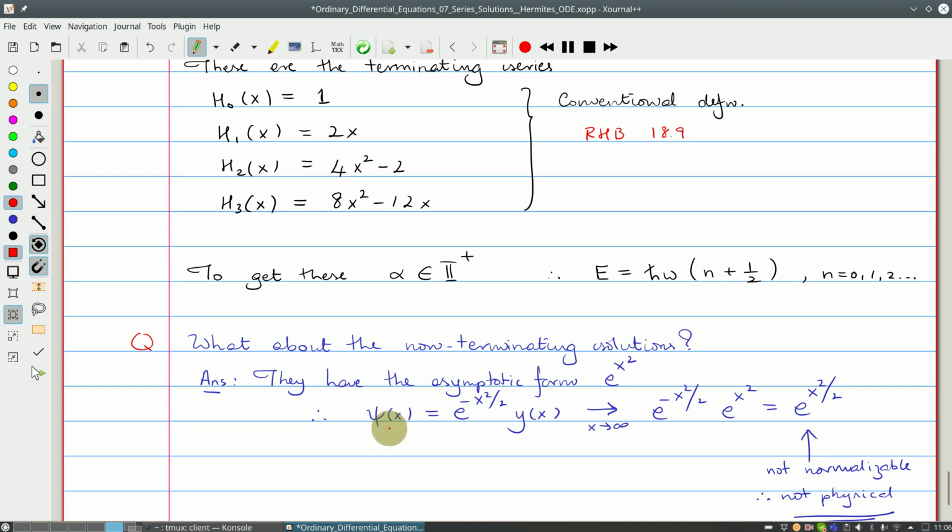Now remember, our wave function psi is given as e to the minus x squared over 2 times y of x, where y is the solutions to the Hermite equation. Well, now if y goes as e to the x squared, then psi will go as e to the minus x squared over 2 times e to the x squared, which is e to the x squared over 2. Now this is not normalizable from minus infinity to infinity. And therefore, on the basis of physical grounds, we don't see these solutions. These non-terminating solutions are not physical wave functions. Therefore, we don't use them as solutions of the quantum harmonic oscillator.